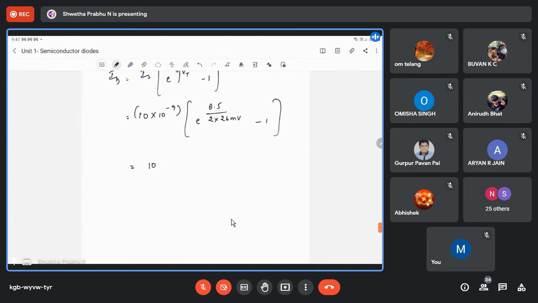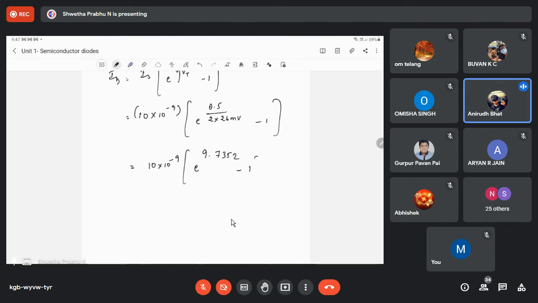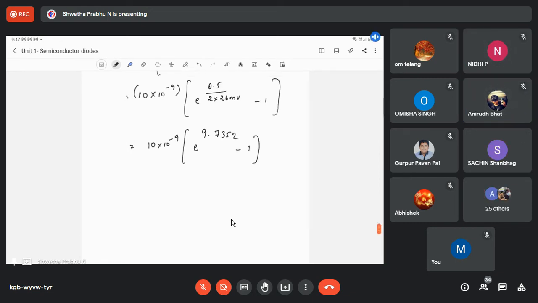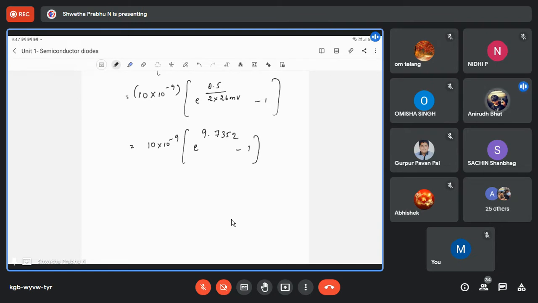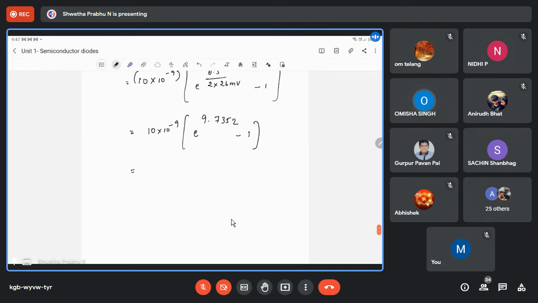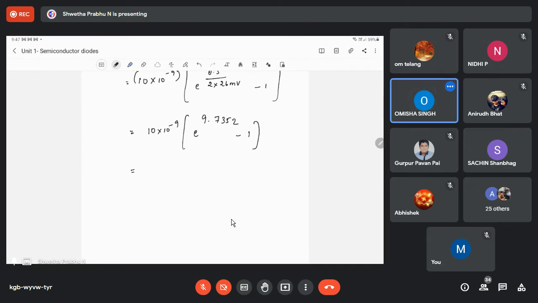E power value, how much will you get? Can anyone tell me? Is this e power 9.7352? It'll be close to 5, like 4.9 something. Oh, no, 9.7 itself. E to the 9.7, is this correct? Yes, it's correct. Okay, millivolts instead of taking 10 to the power minus, what is your question?